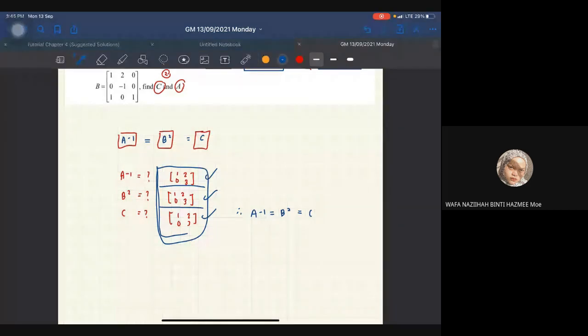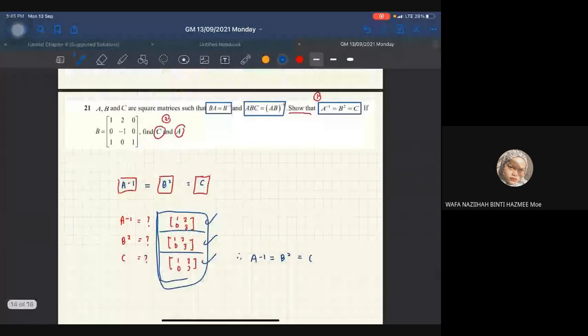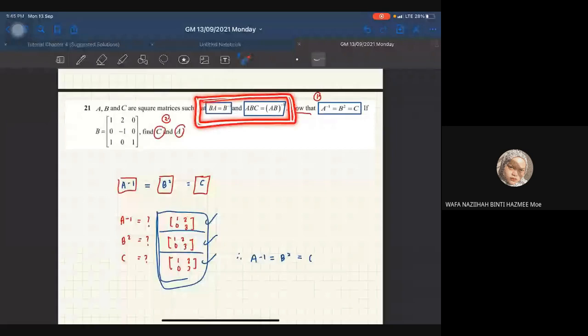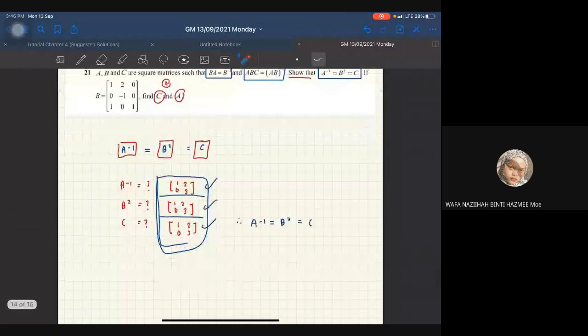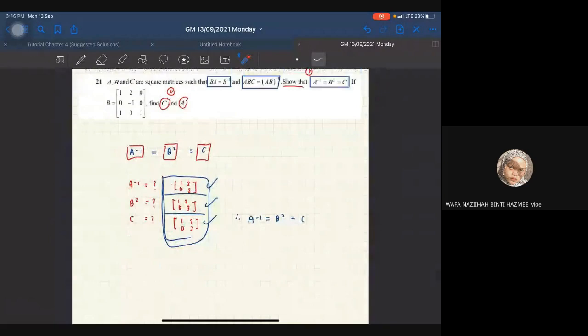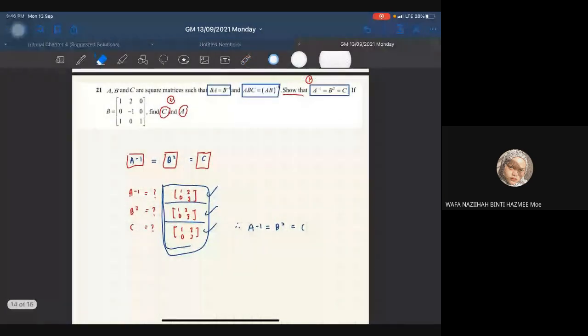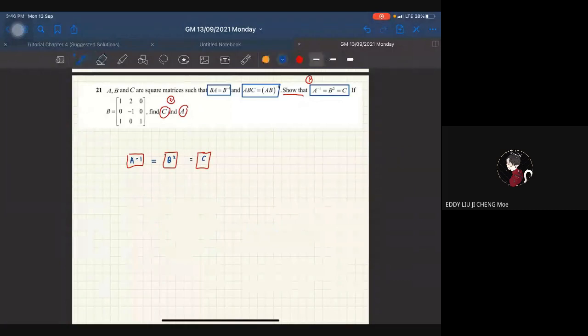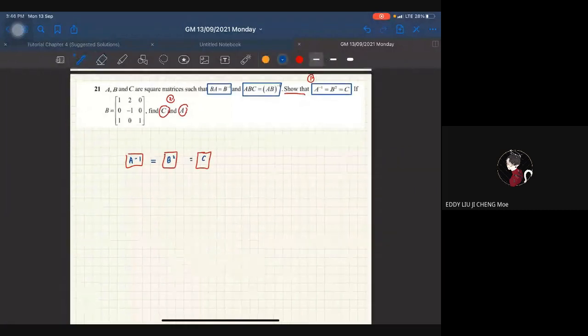Okay, boleh faham ke? Awak kena gunakan kedua-dua equation yang ada ni, these two equation and information given, untuk awak cari apakah A inverse, B square and also C. Tapi saya rasa this one, you don't have to use the real matrix pun. Maksudnya awak hanya perlu guna huruf sahaja. Okay, jom kita buat sama-sama. Proof only. Guna equation saja.